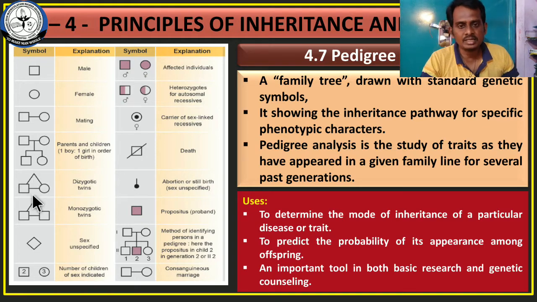And see the second symbol, this symbol indicates dizygotic twins. That means non-identical twins. And monozygotic twins means identical twins. These are the symbols used for presenting monozygotic twins and dizygotic twins. Okay. And this symbol indicates unspecified sex.